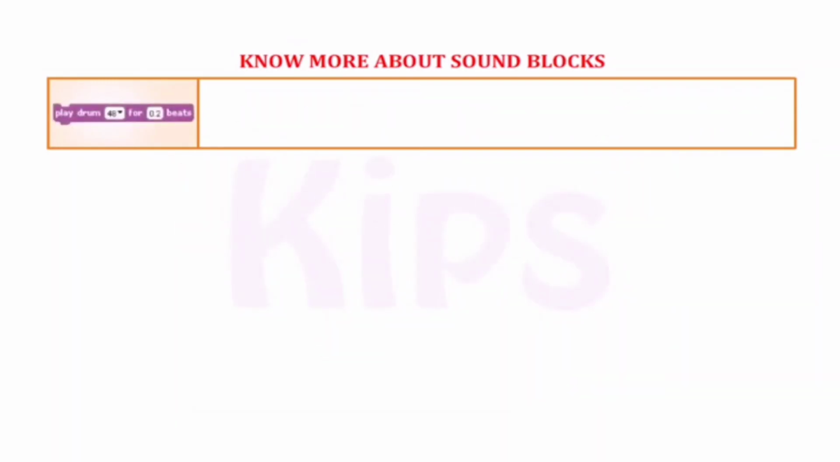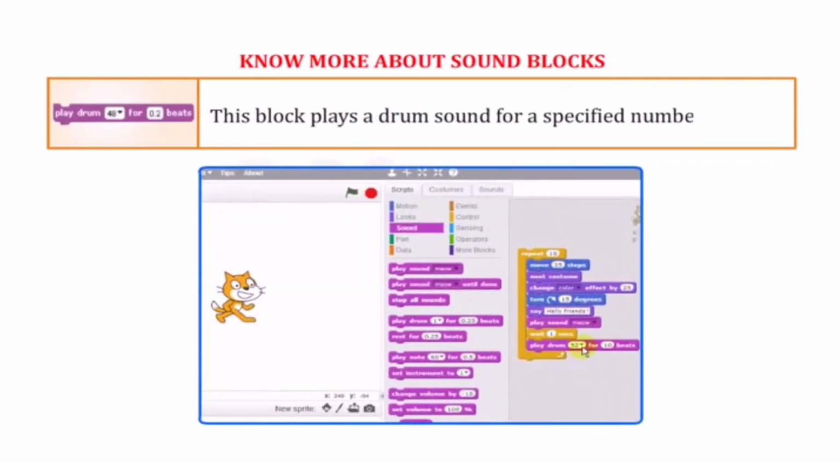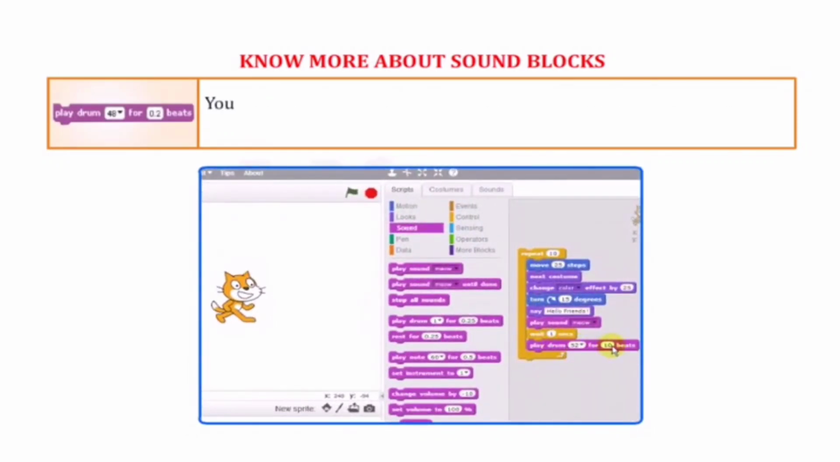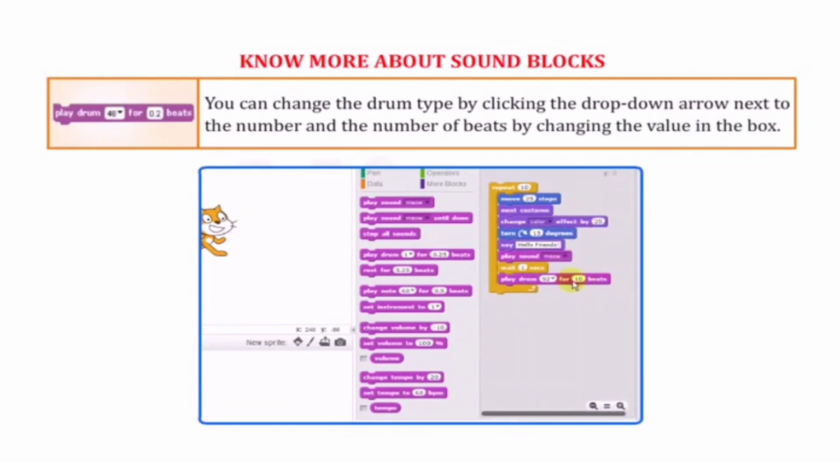Play drum 48 for 0.2 beats. This block plays a drum sound for a specified number of beats. You can change the drum type by clicking the drop-down arrow next to the number, and the number of beats by changing the value in the box.